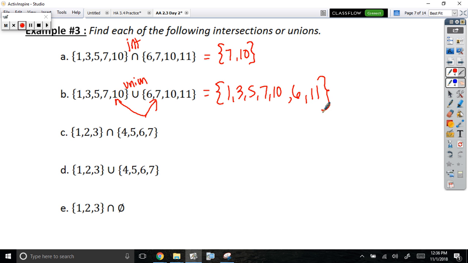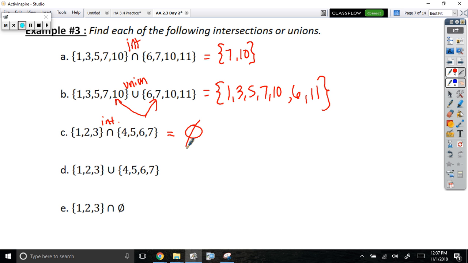Again, when you see my answer key, I always put them in order from least to greatest, but you are not required to. Okay, next one. Which symbol is this? Intersection, which means common. What do they have in common? Nothing. There's no 1, 2, or 3 in this one. Empty set, or braces with nothing in them.